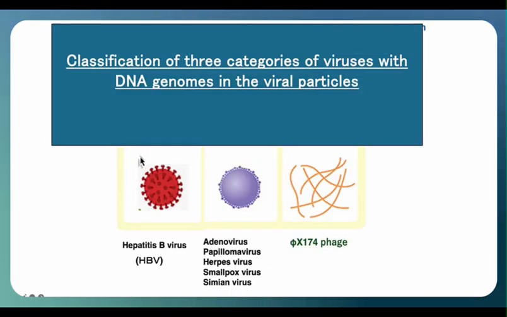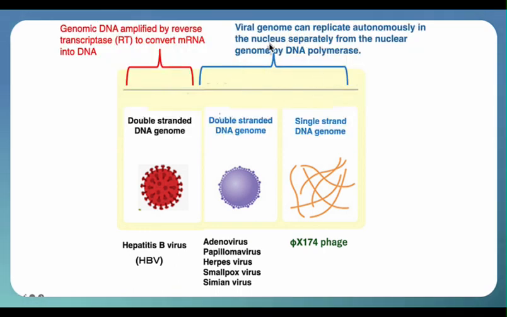DNA viruses, which carry their genetic material in the form of DNA particles, can be classified into 3 groups. Firstly, DNA viruses that independently replicate their own genomes within the host cell nucleus through the action of DNA polymerase can be divided into 2 groups. One group consists of viruses that have double-stranded DNA as their genome, such as adenoviruses, smallpox virus, and SV40. The other group comprises viruses that have single-stranded DNA as their genome, such as the Phi X174 phage.